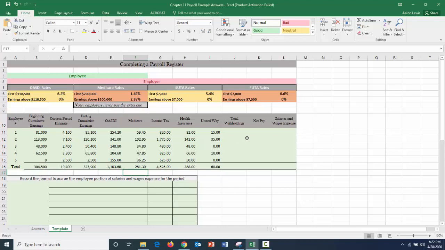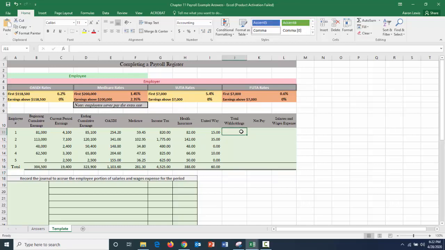Given in the problem is the amount of income tax withheld from each employee's paycheck, the amount of health insurance that each employee gets taken out, and donations to the United Way. It's not uncommon for people to make charitable donations. There's also other things that could be taken out of employees' paychecks. Contributions to retirement plans, employee stock options, all of these things. But for now, we're just going to have it be these.